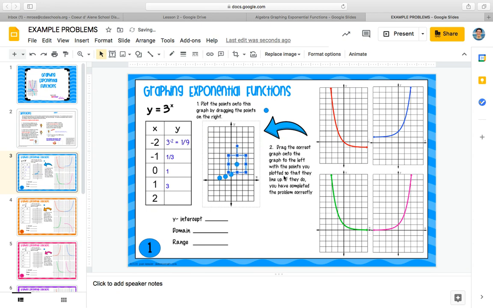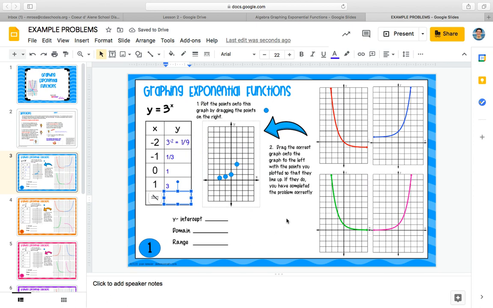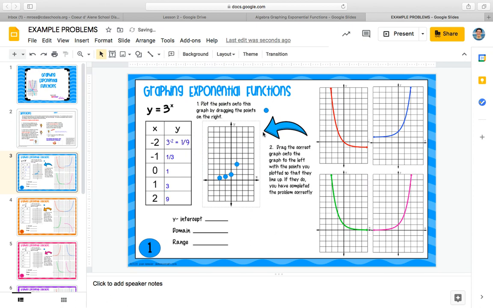Right there. And then finally, when x is 2, 3 to the second is actually 9. So now we can grab this point: 1, 2, 3, 4, 5, 6, 7, 8, 9. Use shift, put it a little bit more centered, and there you are.